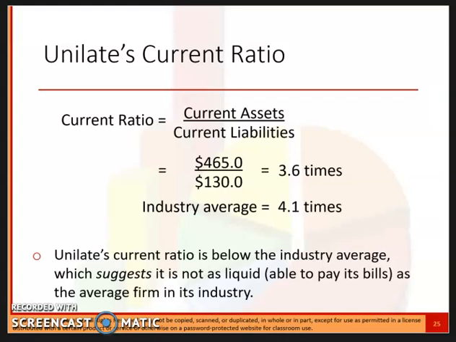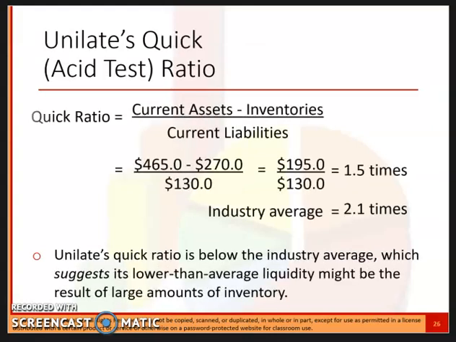The quick ratio is basically the current ratio, but we subtract out inventories. You may recall that inventories was 270 million. So it's a more stringent measure.